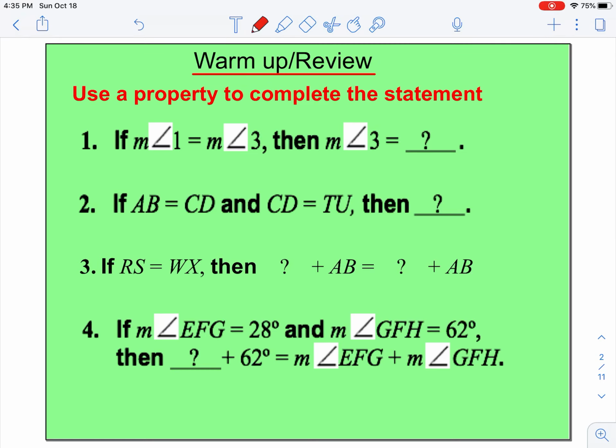Section 2.6, proving statements about segments and angles. I'd like you to start with this warm-up to take a look at some of the properties you've been working on, to see if you can identify which property and how to use it. So I'd like you to pause the video and try these 4 questions, restart the video, and then see how you're doing on these properties and understanding them.